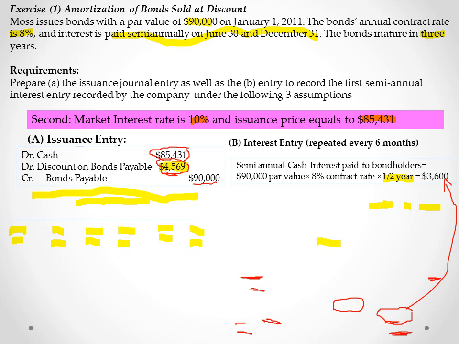So this amount, the 4,569, is recorded in an account that we call discount on bonds payable. This is a contra liability account. It has a nature reversed to the nature of liability. Liability, the increase is in the credit side. So this means discount on bonds payable will increase in the debit side.